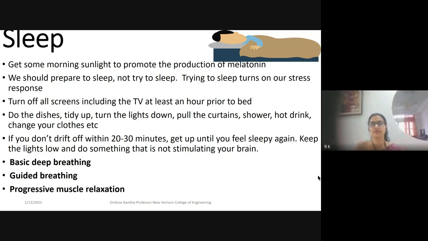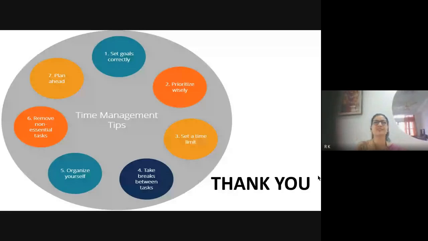And finally, I would like to say that time management is a very, very simple thing. Set your goals correctly, prioritize wisely, set a time limit, take breaks between the tasks and organize yourself. Remove all the non-essential tasks. In a day, I may touch the mobile only 3 times. During this time I'm not touching it. I've got 5 calls, I've not touched. So there should be some kind of discipline. I will attend to it later. Nothing is urgent. This session is more important for me, right? So plan ahead and do your job effectively. The time management and the stress management will take care of themselves.